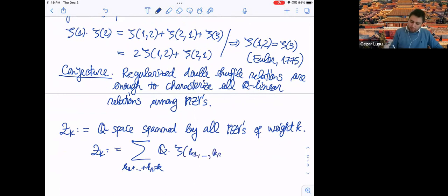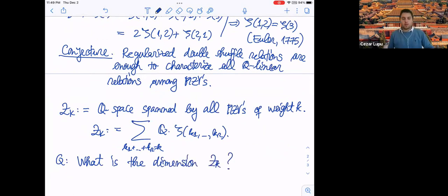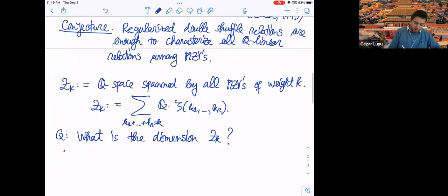k_1, ..., k_r, right? And now the first question we're wondering, as a Q vector space, is what would be the dimension of this guy? So the question we would like to answer is, well, that would be amazing: what is the dimension of Z_k over Q? In other words, if we want to characterize all these Q-linear relations among the multiple zeta values, we would like to know the dimension of this vector space. And there is this conjecture, a conjecture of Zagier.